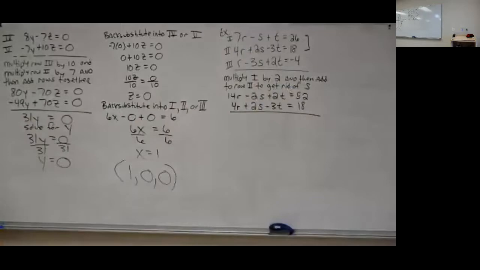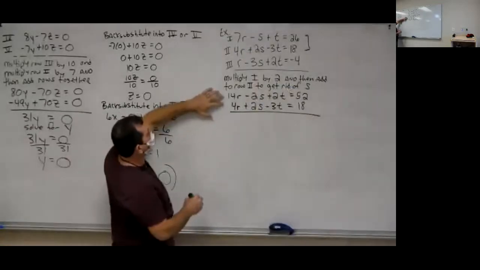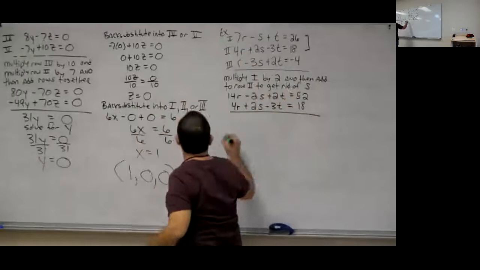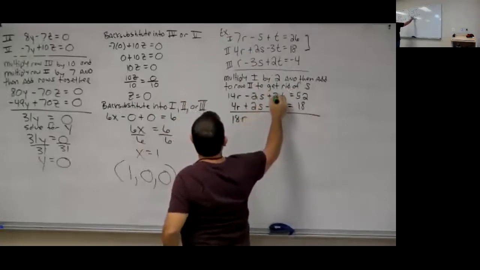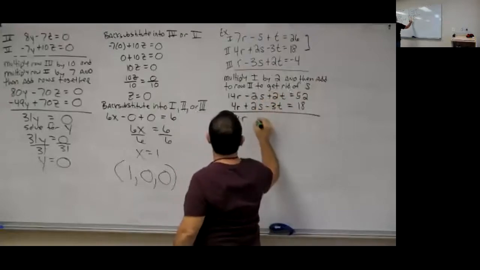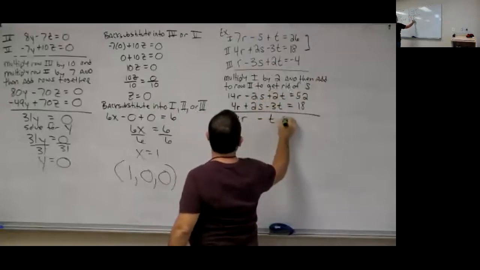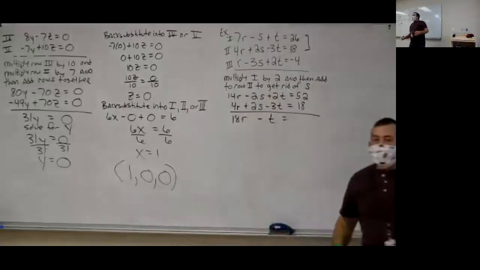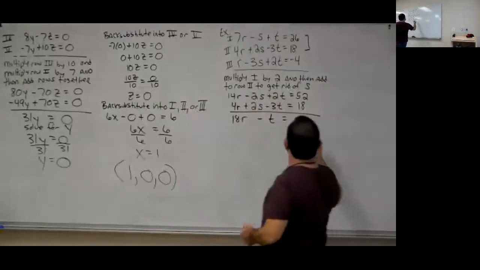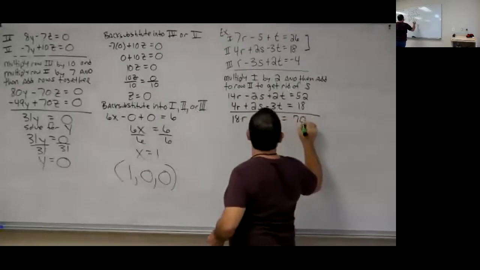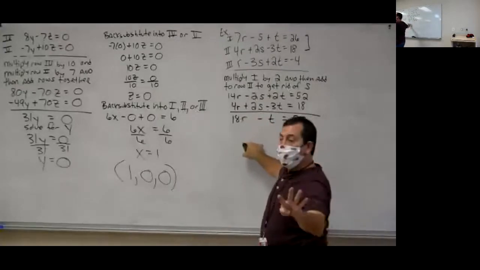So I'm getting rid of S's. So I'm going to have me some R's here. So 14 and 4 give me 18R. S's are gone. 2T minus 3T gives me -1T. And then let's see, 52 and 18, that's 60 and 10 is what, 70? This is now row 4.